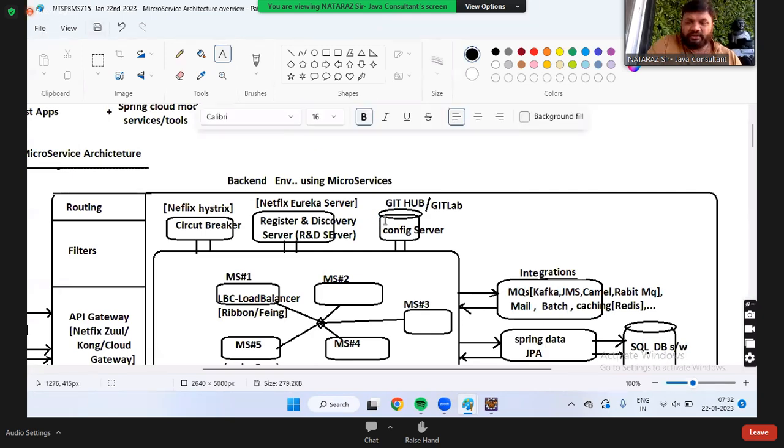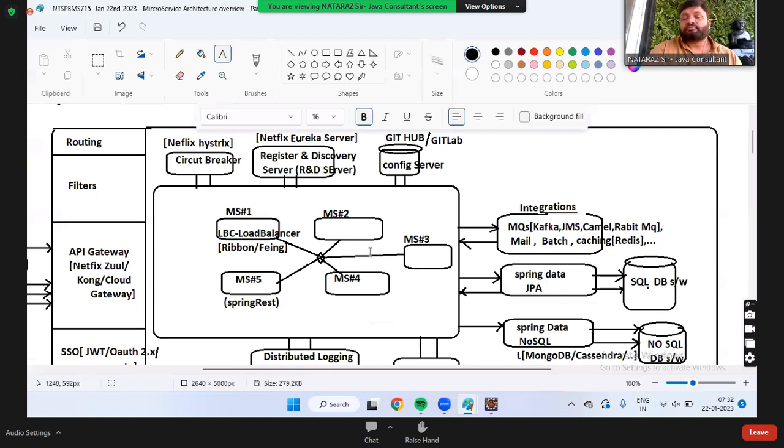I hope you got it. Once again, what is the mechanism we prefer for load balancing, guys? Either Ribbon or Feign, right? Feign is the popular one. All these microservice related common properties will be placed where, guys? Please respond. GitHub or config server. Config server. What is the example for config server? GitHub or GitLab. Okay.